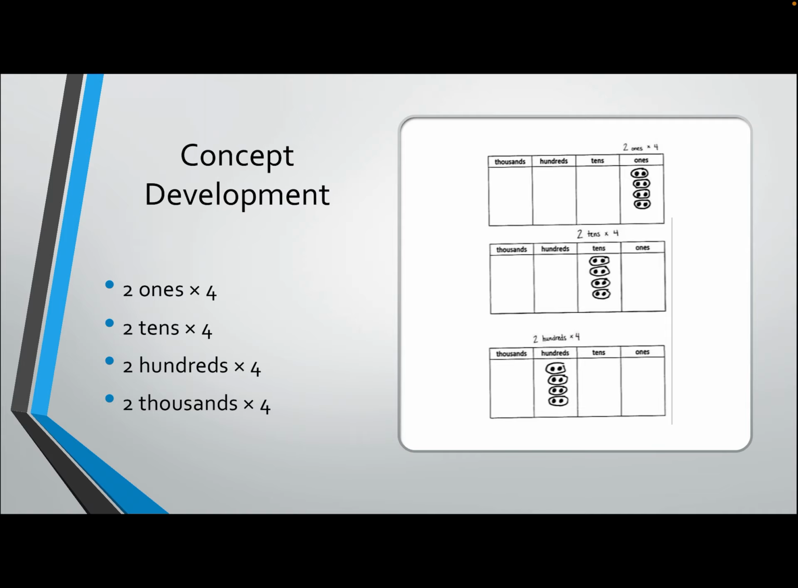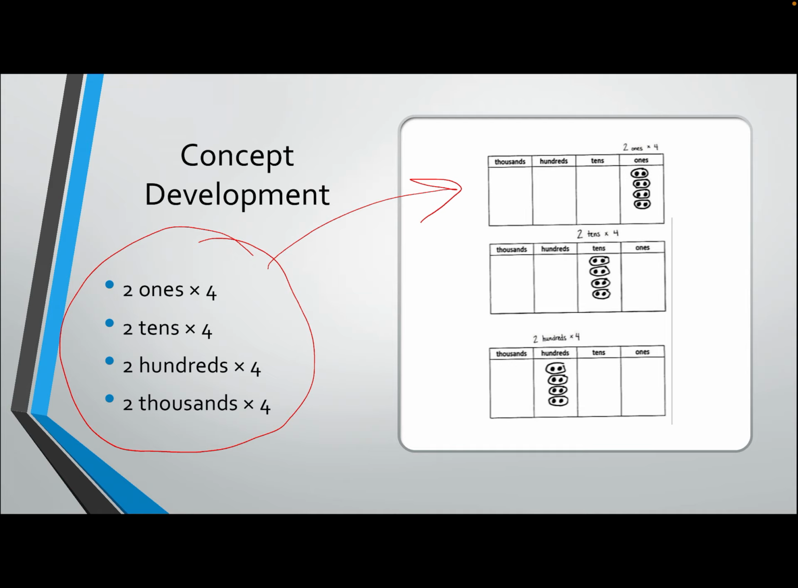So in this case, you may at some point see some equations that look like this. 2 1s times 4, 2 10s times 4, 2 hundreds times 4, 2 thousands times 4. This is just so you can use this method of putting it in a place value chart here to make it a little easier for yourself.